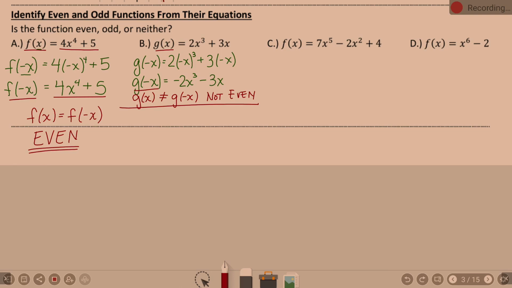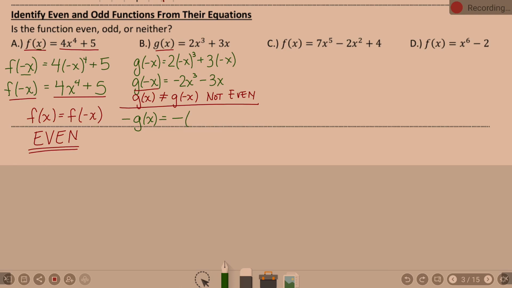Now, if you go back and look at odd, if it's odd, f of negative x or g of negative x, which we already have here, don't we? G of negative x needs to equal negative g of x. So we have to find one more now. In other words, we have to find negative g of x. Now, what does negative g of x mean? That means we're going to take g of x and multiply it by a negative. Okay? So I'll show you as a step here.